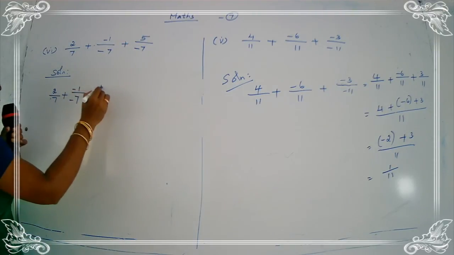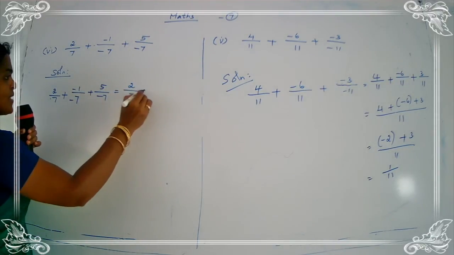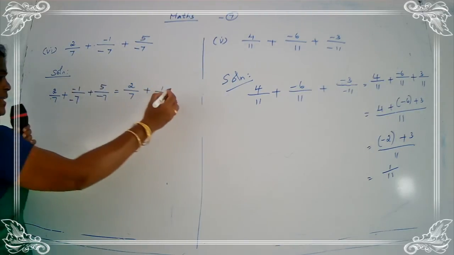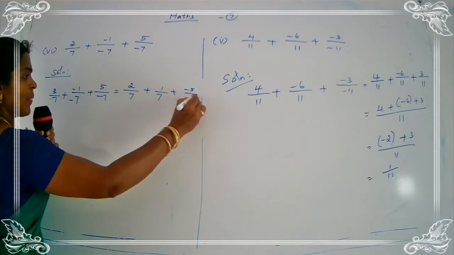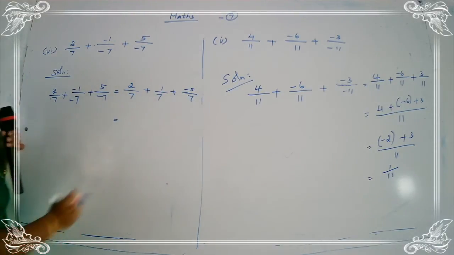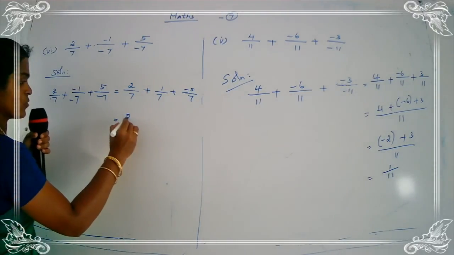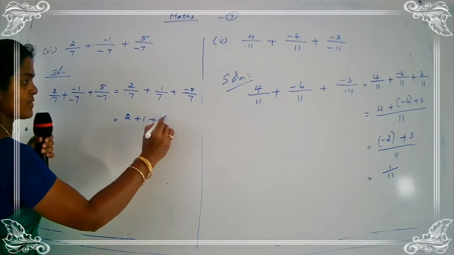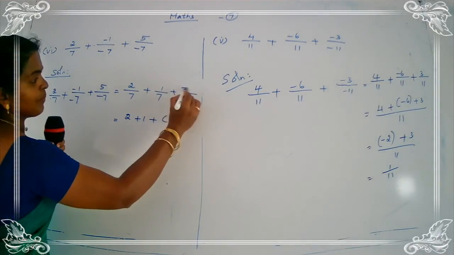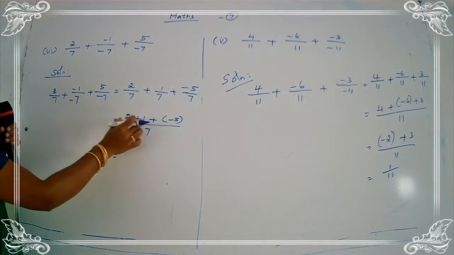First you write the question. Okay, children? Then after that you write 2 upon 7 plus 1 upon 7. Now you see 5 upon minus 7 can be written as minus 5 upon 7. Now you add. The denominators are the same, so we add only the numerators. So 2 plus 1 plus minus 5, upon 7.